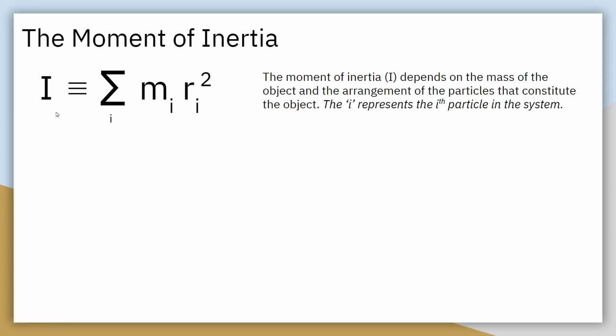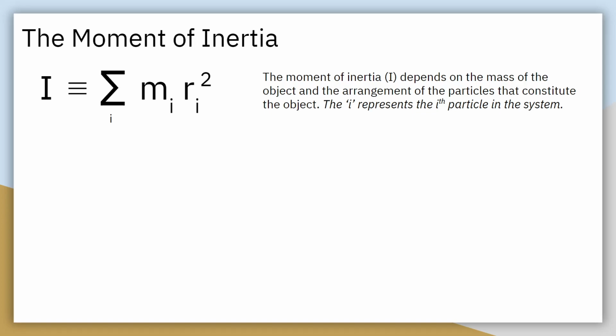Now, this is what this equation is saying. The moment of inertia, represented with a capital I, is defined as the sum of all of those individual moments of inertia, where it's the mass of each individual particle times the distance of each individual particle squared, and that distance is the distance away from its pivot point. So really what this means, though, is the moment of inertia depends on both the mass of our object and the arrangement of the particles that constitute that object. In this equation, the i is each individual particle, or the ith particle within that system.